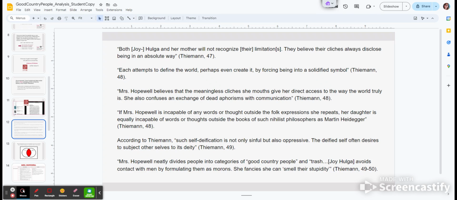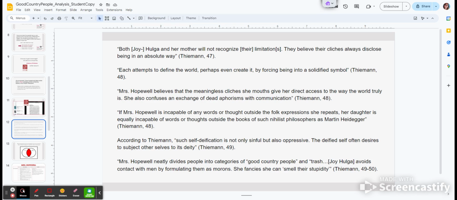"If Mrs. Hopewell is incapable of any words or thought outside the folk expression she repeats, her daughter is equally incapable of words or thoughts outside the books of such nihilist philosophers as Martin Heidegger." And Heidegger's work comes up within the story in, I believe, the paragraph that Mrs.